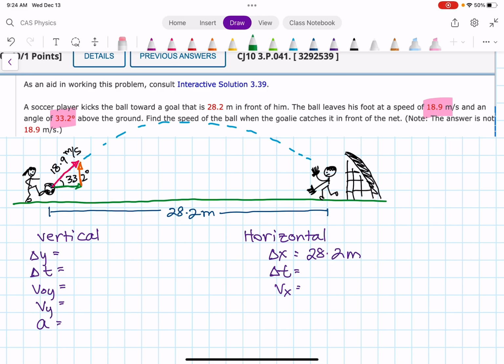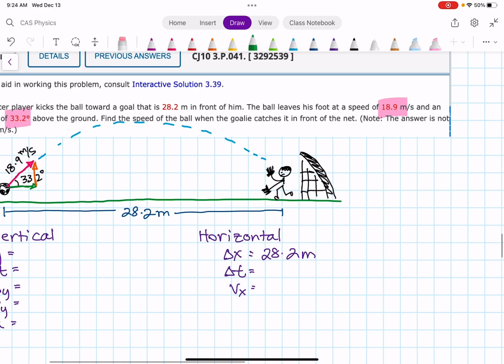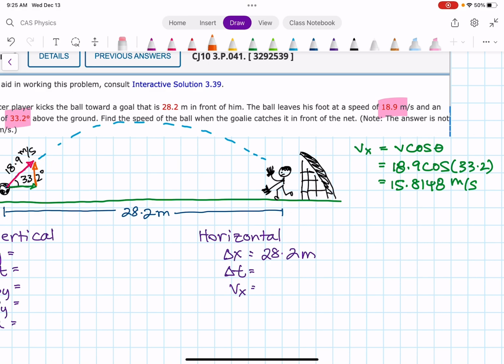So Vx is equal to V cosine theta, which in our case is 18.9 cosine of 33.2. Putting that into our calculators, cosine of 33.2, we get 15.8148 meters per second. And then in the y direction, Vy, in this case we're calling this V naught y.